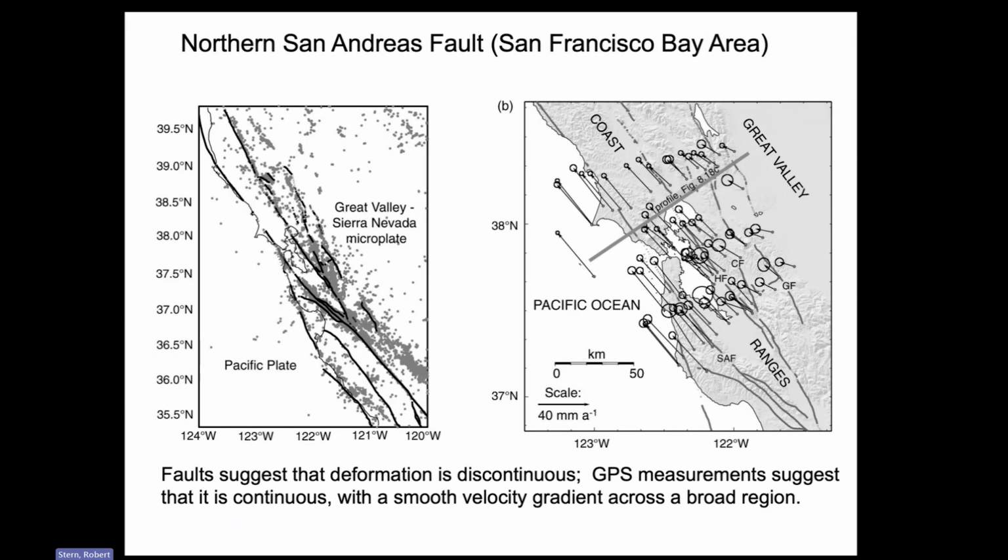So here we see more details of this. Here we see GPS motion. It's all in the same direction, but much less motion east of the fault. You can see a strain gradient across here.